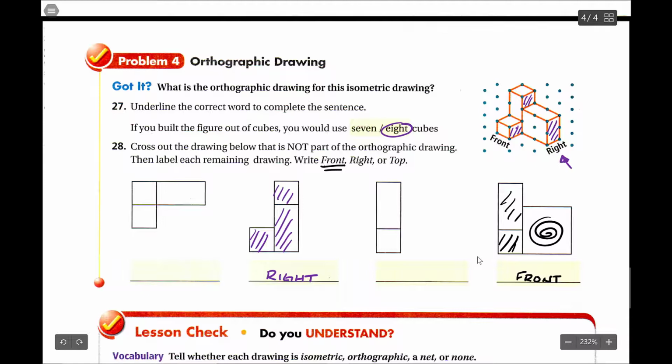And then finally, we're going to look at the top, and I'm going to do this one in red. If we're looking at it straight down, we have this face, this rectangular face, and this square. So we have two squares side by side and a rectangle. And that's what we see right here in this first image. And so that's going to be our top view. And the view that we see here is not existent with our particular image. So this is going to be none. That doesn't apply to any of our drawings.